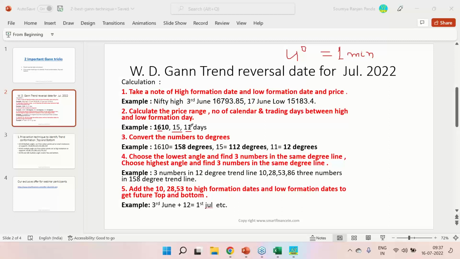We have 3 processed data from 4 raw data that we have converted to degrees. Now we will take the smallest degree and the highest degree. 12 degrees is the smallest, 158 is the highest. Once we get these 2, the highest and the smallest degrees, we need to find 3 numbers on this 12-degree trend line or 158-degree trend line.